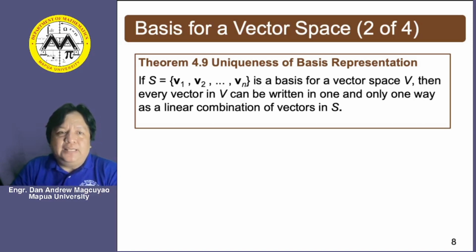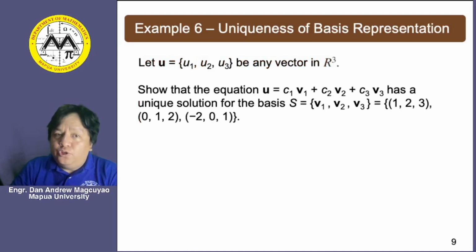Uniqueness of basis representation. If S equal to {v1, v2, up to vn} is a basis for the vector space V, then every vector in V can be written in one and only one way as a linear combination of vectors in S. Let u equal (u1, u2, u3) be any vector in R cubed. Show that the equation u equal to C1 v1 plus C2 v2 plus C3 v3 has a unique solution for the basis S equal to {v1, v2, v3}, which is equal to {(1, 2, 3), (0, 1, 2), (-2, 0, 1)}.